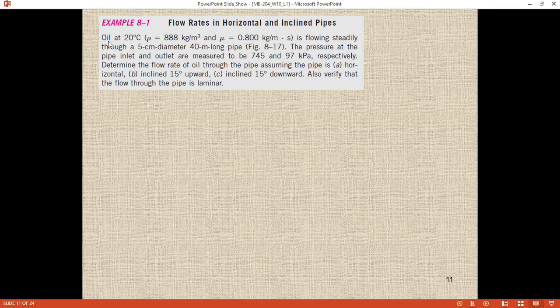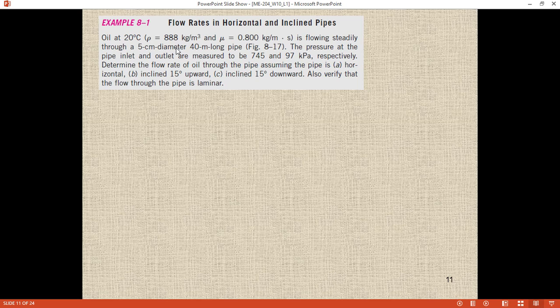If the type of the fluid and the temperatures are given, we can determine the fluid properties by using the table if they are not given in the exam or in the problem. So we can directly consult the properties table. The oil is flowing steadily through a 5 centimeter diameter pipe. You should fully understand the meaning of steady state: things do not change with respect to time.